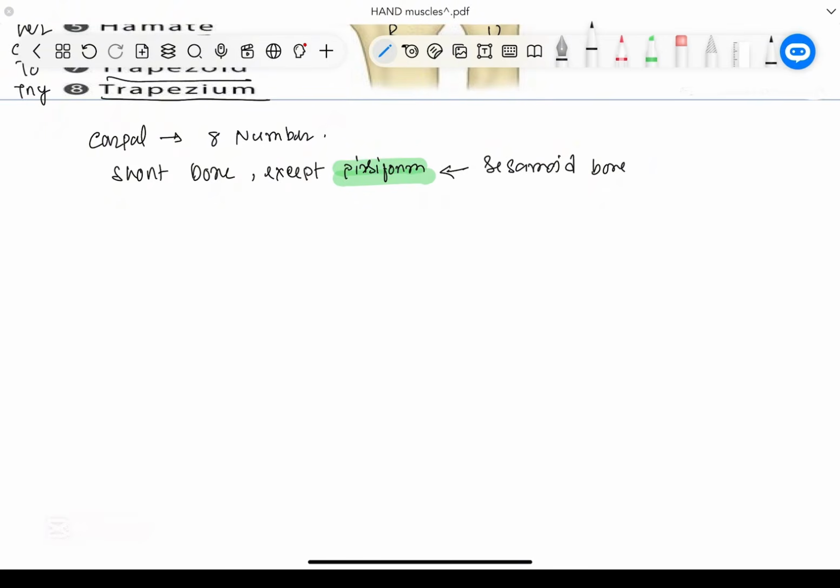So, next question will come. Pisiform bone develops from which tendon? It is developed from the flexor carpi ulnaris tendon. Okay. Next question will come. You said they are short bones, so what is the composition of a short bone?